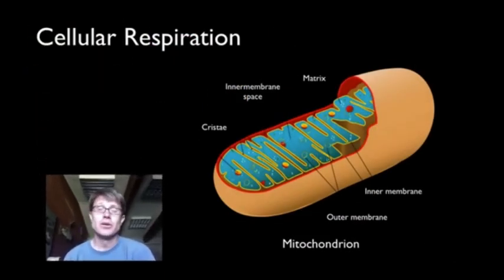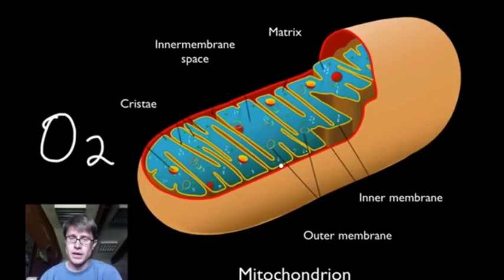And in order to do cellular respiration, you need a mitochondria, and you also need one more thing. You need O2, you need oxygen. So the parts of the mitochondria that you should become familiar with, first of all, we've got an outer membrane. Outer membrane is going to be this portion right here. We also have an inner membrane, so it looks like that. We have an inner membrane space. The inner membrane space is going to be right between the outer and the inner membrane.